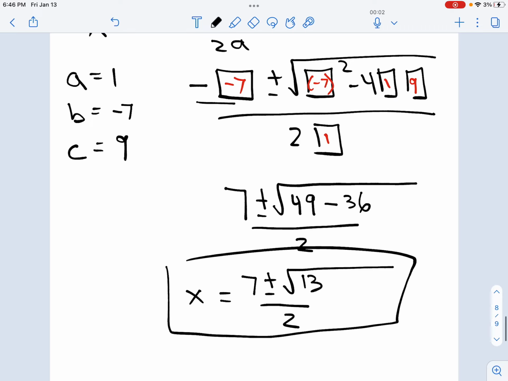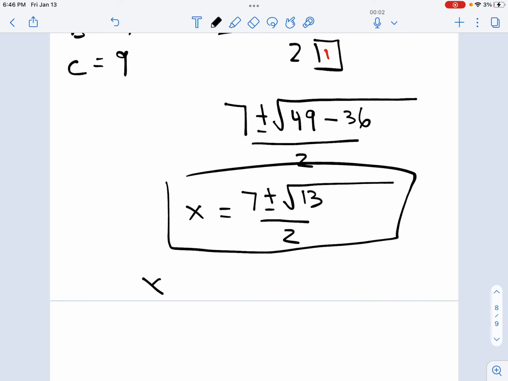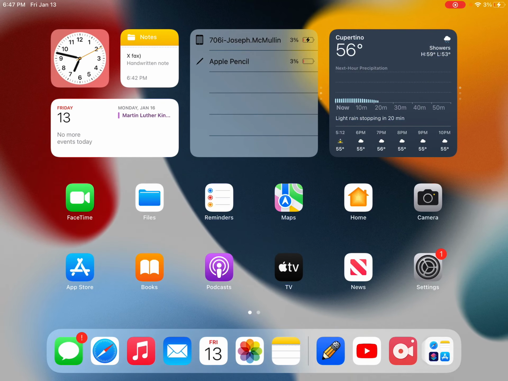Now what this really means is two different solutions. It means a solution 7 plus the square root of 13 over 2, and the solution 7 minus the square root of 13 all over 2. And yeah, we can just check that in Desmos and see if that works here.